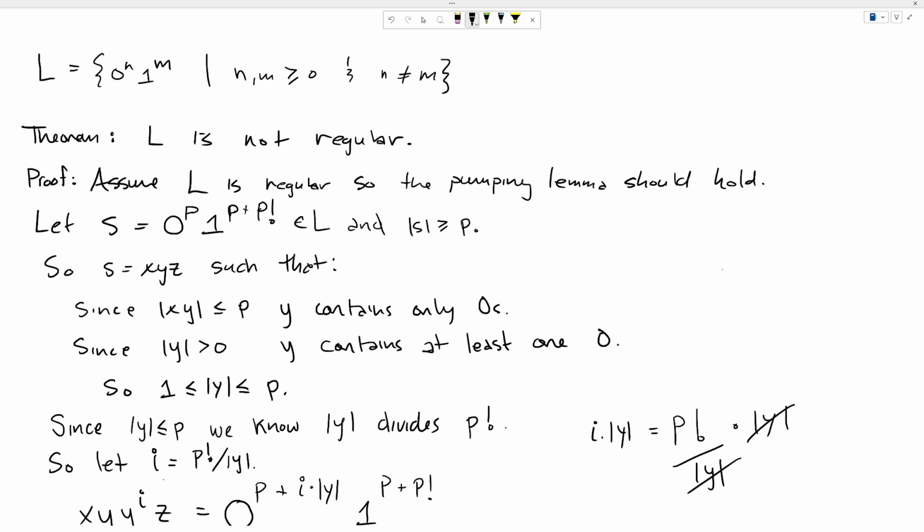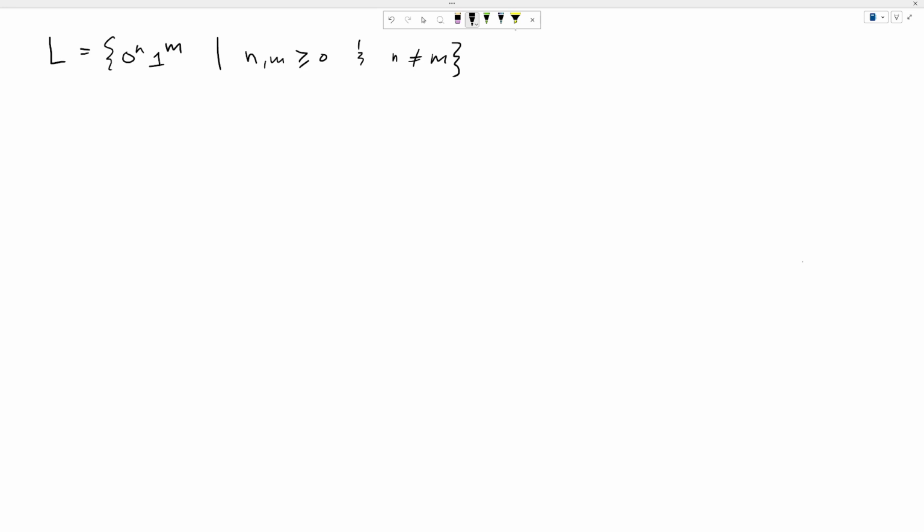Although I do want to highlight that there is a way that we could prove this without having to go through the pumping lemma. The way to do that is using what we call the closure property. Let's remind ourselves of one of those, and that is if you have a language L and it is regular, then the complement of L is regular.